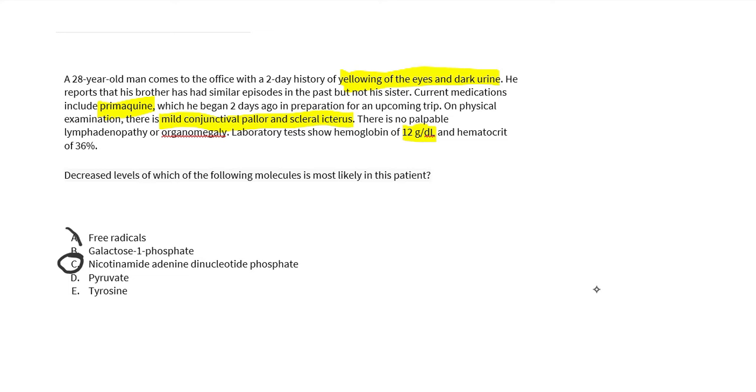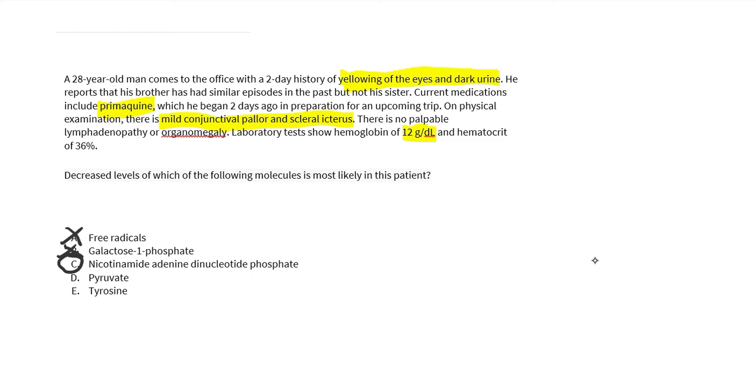Answer choice A is incorrect because free radicals are increased because there's an increased amount of oxidative stress when the body is unable to produce glutathione. Galactose 1-phosphate: this is not a problem with galactose metabolism. Patients with galactose metabolism disorders often experience other symptoms such as cataracts, poor feeding, failure to thrive, and neurological defects, which is not consistent with the vignette.